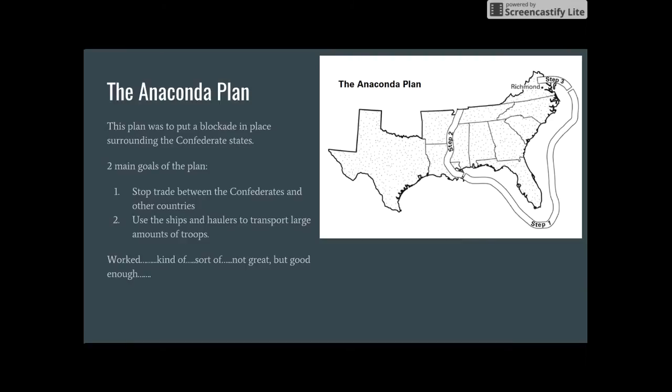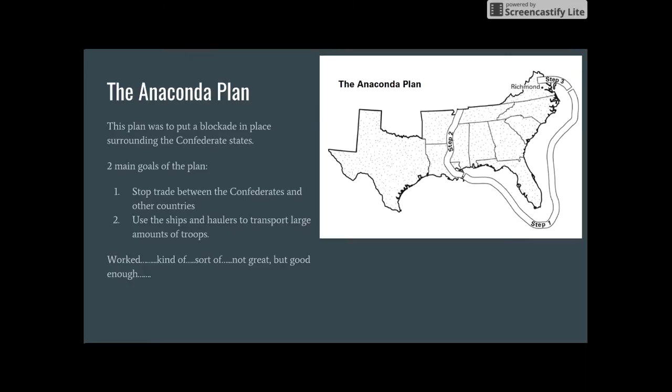The first step was the majority of the Atlantic coastline along with the Gulf of Mexico coastline. The second step was up the Mississippi River to try and cut off the Confederacy from some of its other states, and the third one is up into Chesapeake Bay, up into Maryland and Virginia.